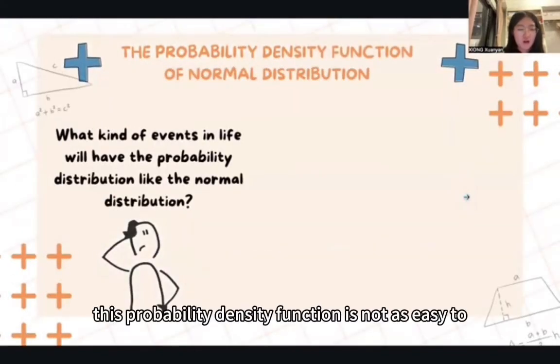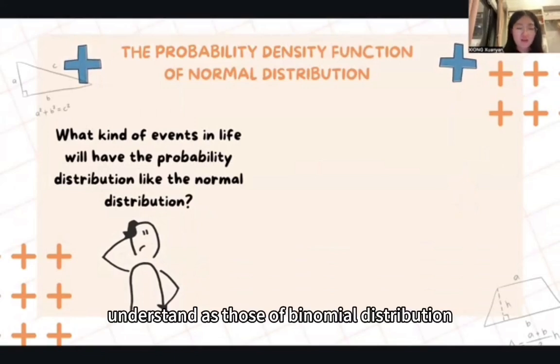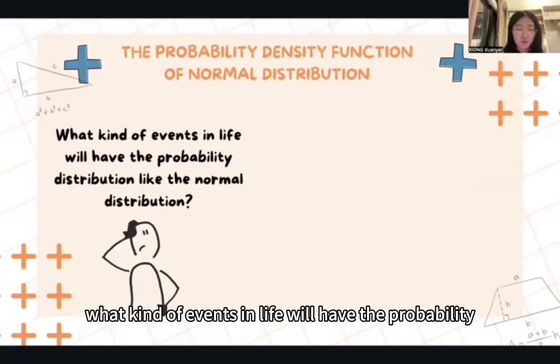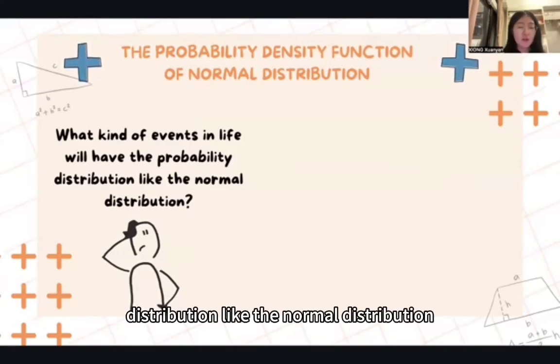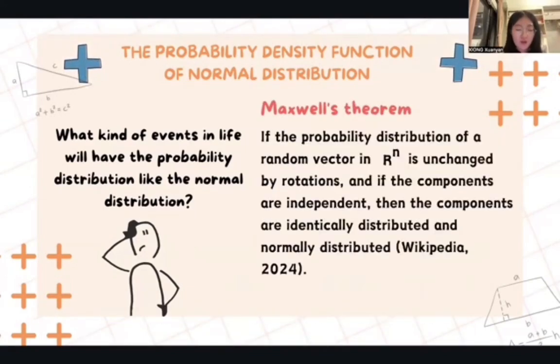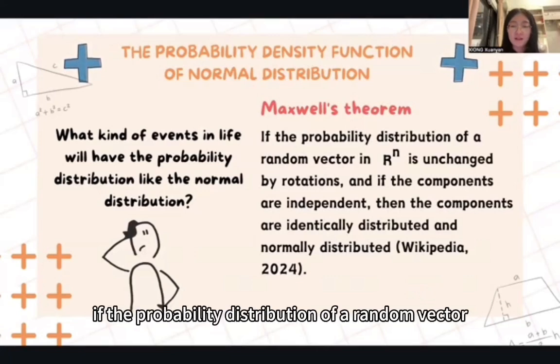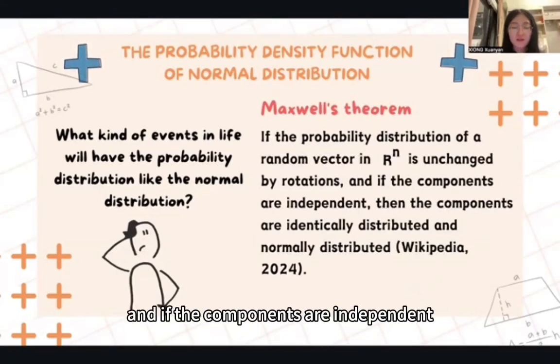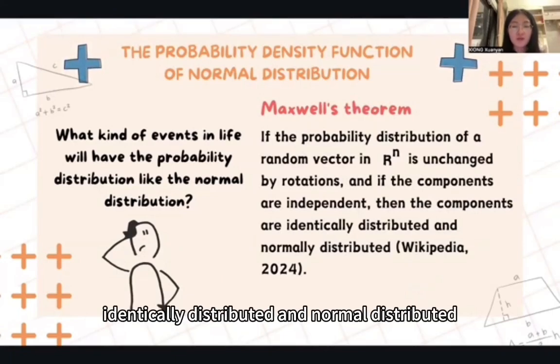However, this probability density function is not as easy to understand as those of binomial distribution and hypergeometric distribution. What kind of events in life will have a probability distribution like the normal distribution? Maxwell's theorem will provide us with a direction to answer this question. Maxwell's theorem says that if the probability distribution of a random vector in Rn is unchanged by rotations, and if the components are independent, then the components are identically distributed and normally distributed.